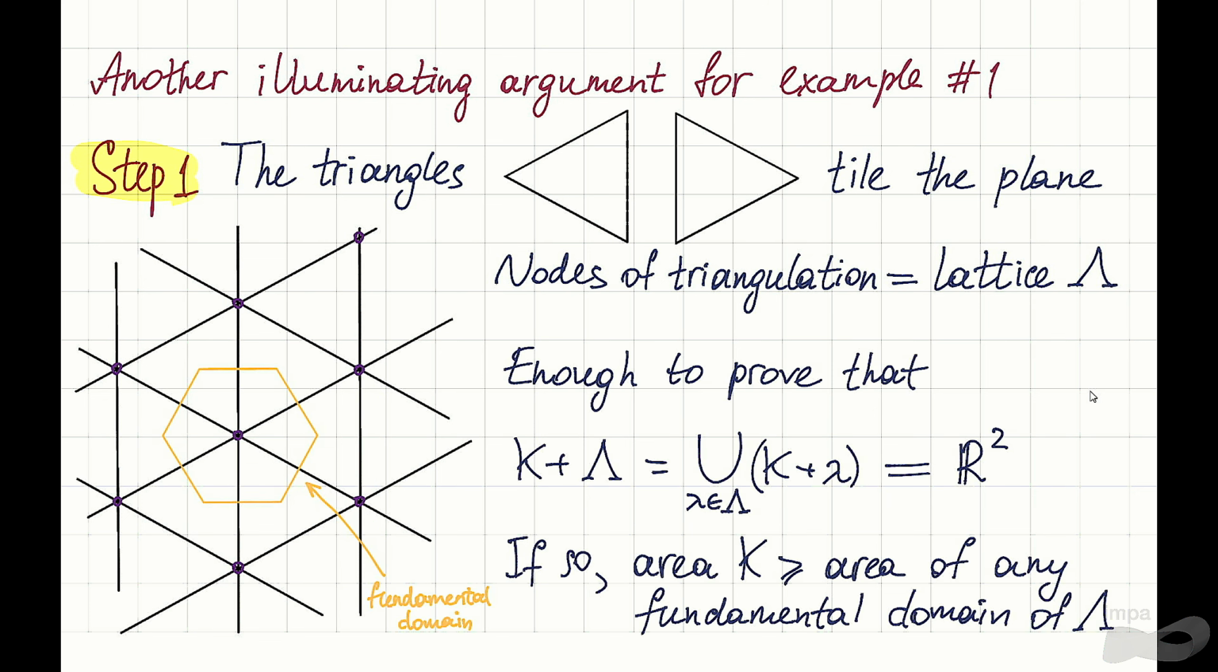If I want to prove a lower bound for the area of my shape, which covers those two triangles, it's enough to prove that if I translate my convex shape by every lattice vector and consider the union, I could cover the whole plane. If I do this, then I know that the area of my original shape is at least the area of any fundamental domain of my lattice. So it's enough to prove this.